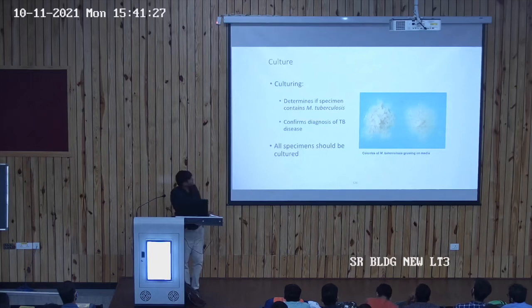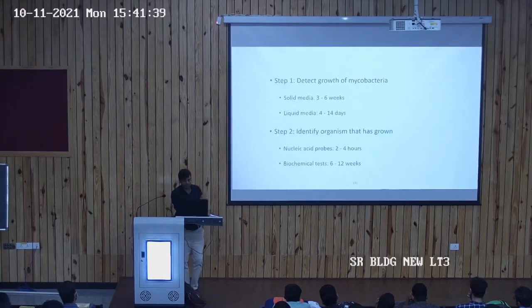You will culture them on the LJ medium. It determines if the specimen contains Mycobacterium tuberculosis, and it confirms the diagnosis of TB. So all specimens which are positive should be cultured. We will detect the growth of the Mycobacteria on solid media in 3 to 6 weeks, and on liquid media in 4 to 14 days. So they grow faster in the liquid media.